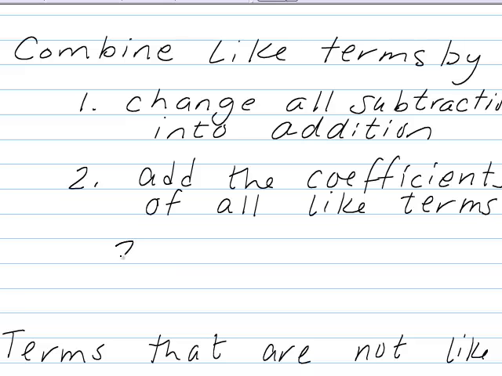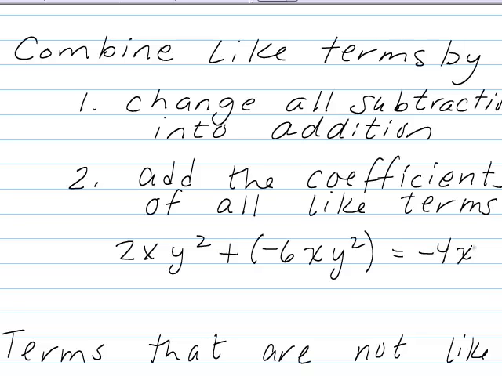So if we have 2xy squared, and it's in an expression where to that we're adding, we could even add this as a -6xy squared. So then we combine our coefficients. Our variable part stays the same, xy squared, and we combine our coefficients. So 2 plus a -6 would be -4xy squared.